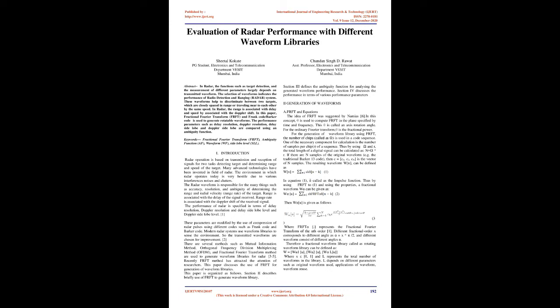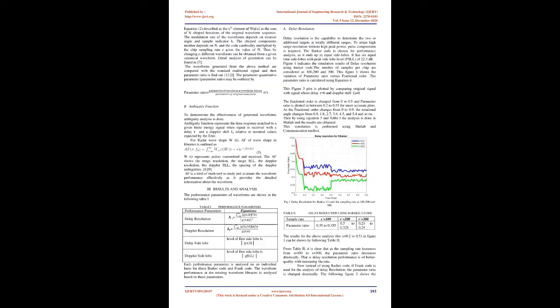Recently, the FRFT method has attracted the attention of researchers. This paper discusses the use of FRFT for generation of waveform libraries. This paper is organized as follows. Section 2 describes briefly the use of FRFT to generate a waveform library. Section 3 defines the ambiguity function for analyzing the generated waveform performance. Section 4 discusses the performance in terms of various performance parameters.